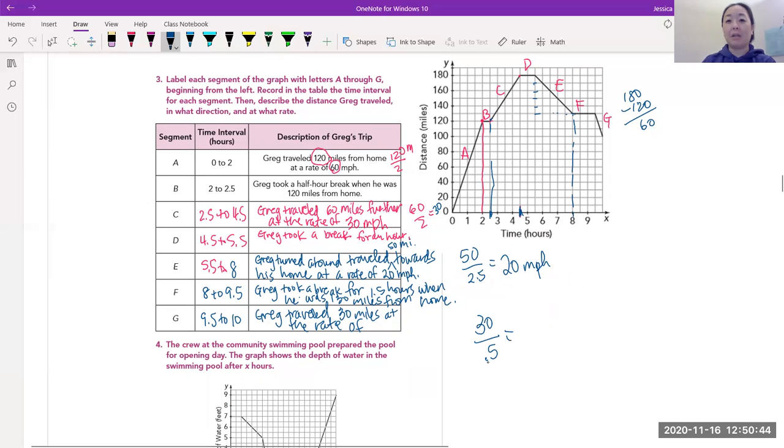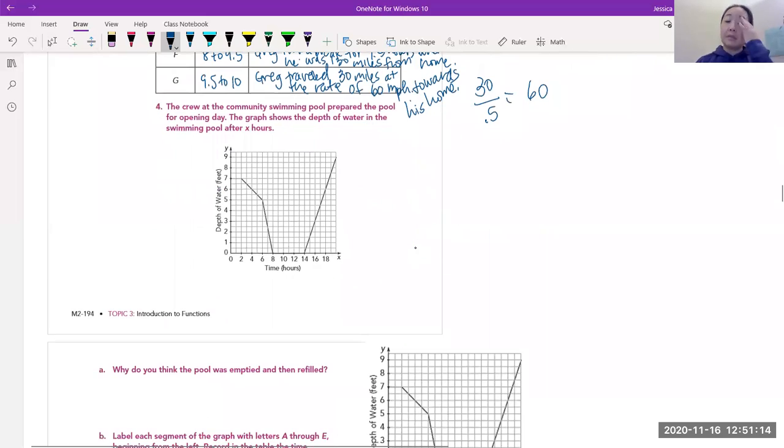So if you're dividing, how many halves go into 30? 60 of them, right? And check on your calculator if you don't believe me. So he's now back to cruising at 60 miles per hour, back towards his home. He's going back. He can't take it anymore. That's what I think is going to happen. Maybe you guys can figure that out.